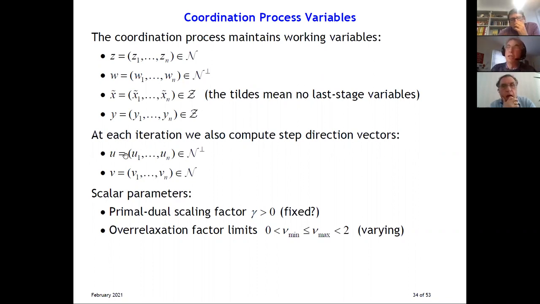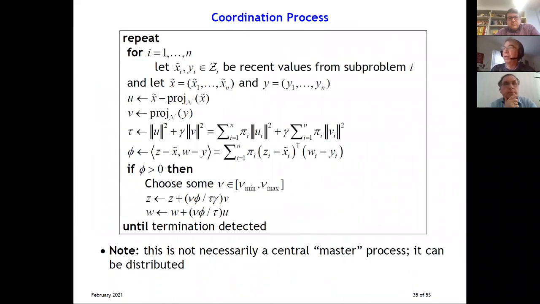We also compute these step directions at each stage. Turns out the U's are in the orthogonal complement of non-anticipativity, the V's are in N, and we have some other parameters, and we get this thing which looks a little complicated, okay? But you pick up some x tilde_i, y_i, which are solutions from the subproblems. You project the x tildes onto the orthogonal complement of this subspace N, project the V's onto the subspace N, you compute some norms and inner products, and you do a step.